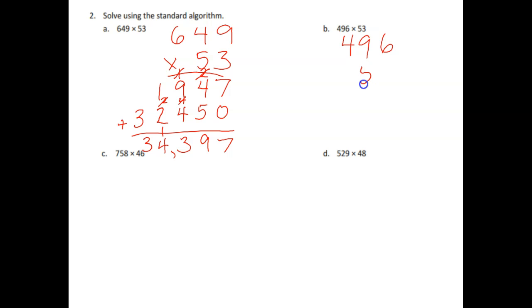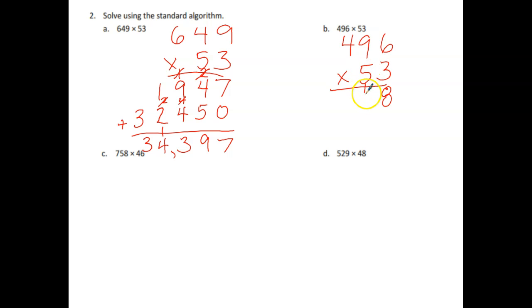496 times 53. If I know 3 times 5, and if you look, numbers just change order. So if I can do this problem, I can do this problem. So now I have 3 ones times 6 ones is 18 ones. I can't write 18 in my ones place, so I'm going to have to take 10 of my ones and regroup it as 10. Now I have 3 ones times 9 tens. That's going to be 27 tens, which is 270.